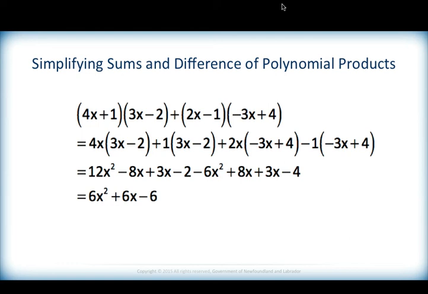Just because this one's a little more complex and there's a little more going on, the process is the same as the one we did previously. You just have to use the distributive property and add your like terms.